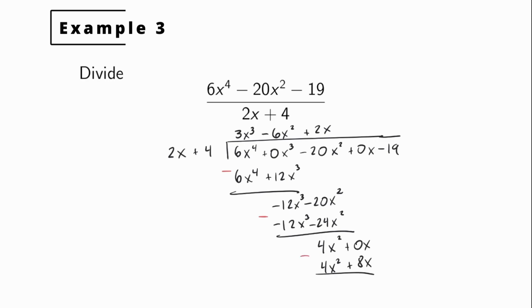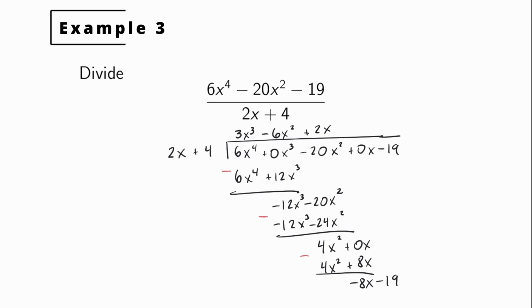And again, by putting the 0x in that place and holding that place, now our terms line up so that they have the same powers, right? That's very helpful. So we end up here, 4x squared minus 4x squared is 0. We end up with negative 8x. We drop down our final term, negative 19.